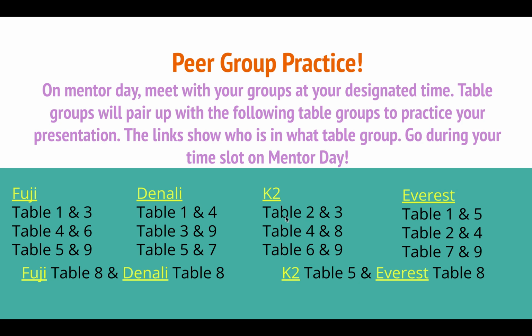So for K2, I've got table 2 and 3. You guys are going to present to each other tomorrow. Table 4 and 8, table 6 and 9. K2, it's table 5. You're also paired up with an Everest table 8. For Everest, table 1 and 5, table 2 and 4, table 7 and 9, and then Everest, again, you're with K2 table 5 and Everest table 8. You guys will present together, okay? So just look on our Mentor Day slides. A time slot will be put in there, and this is the group that you would be presenting to.